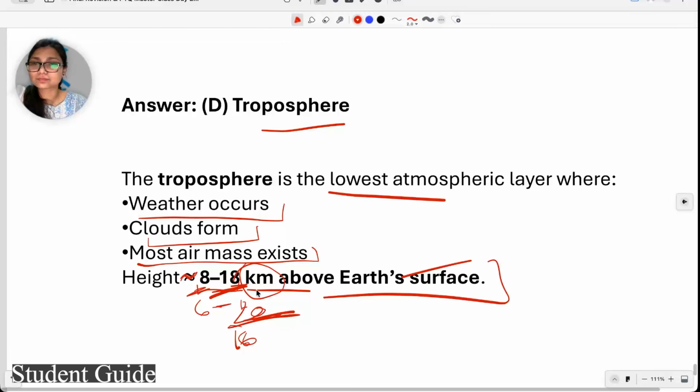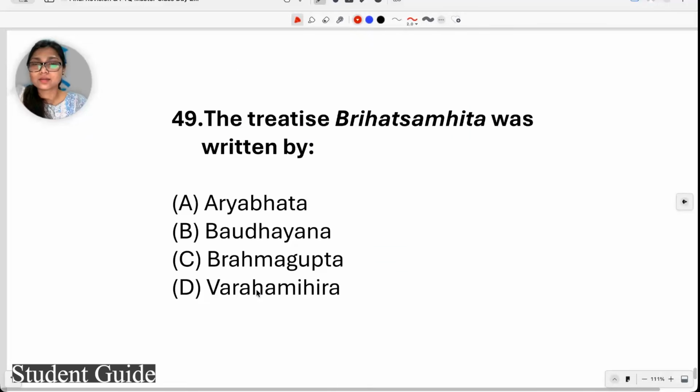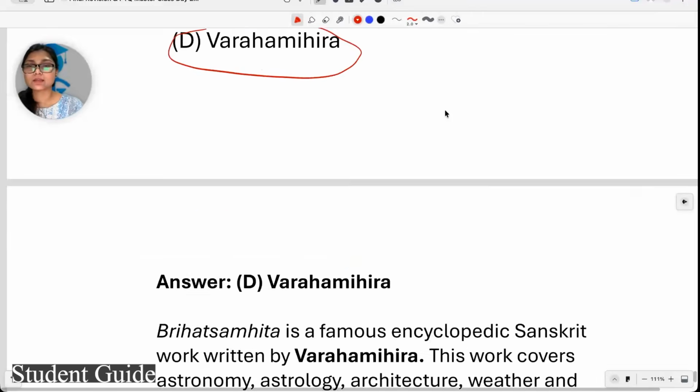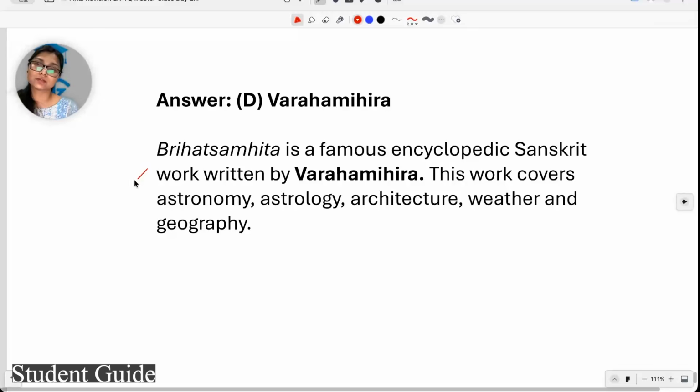Now, this is another important question, I guess, and you need to know about this. It is asking: the treatise Brihat Samhita was written by, a very famous person. You all know about him. He is Varahamihira. He is famous for his work, the treatise Brihat Samhita. So quickly understand this one from the explanation part.